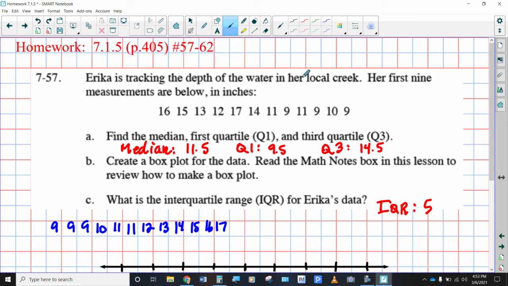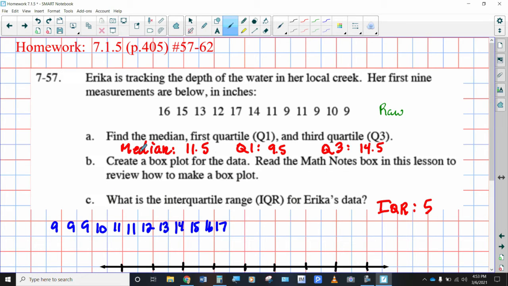Erica is tracking the depth of water in her local creek. Her first 9 measurements are below in inches. 16, 15, 13, 12, 17, 14, 11, 9, 11, 9, 10, 9. This is raw data. It's not in order. In order for us to find the information we need to find for our box plot, we need to put it into order.